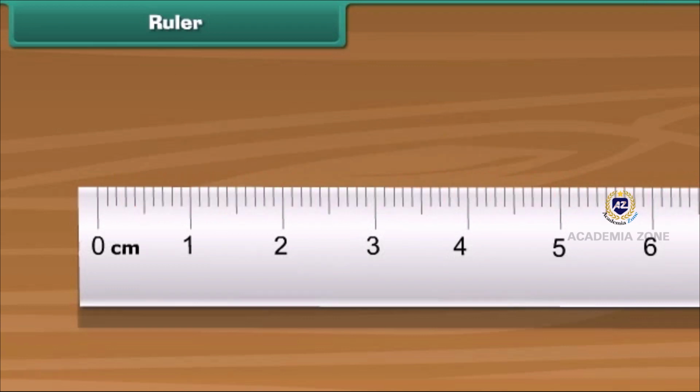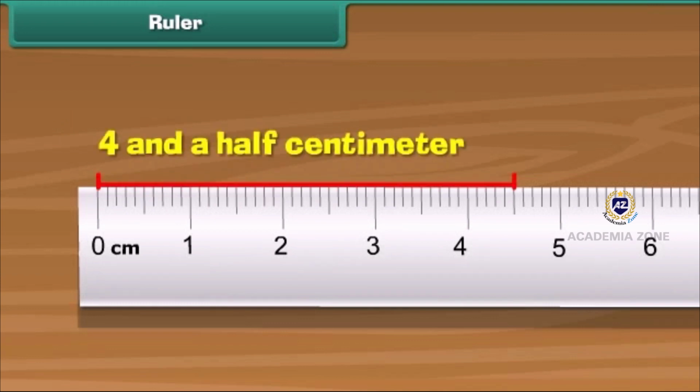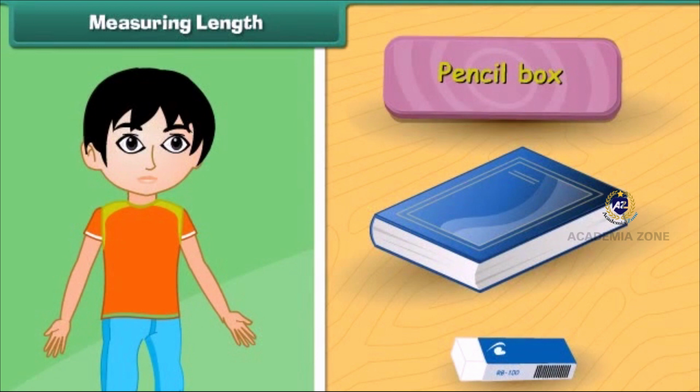Now we will learn to read a scale. Example. This is 2 centimeters. This is half centimeter. Similarly, this is 4.5 centimeter. Ruku wants to measure the length of different objects. Will you help him? Click on each object to measure its length.